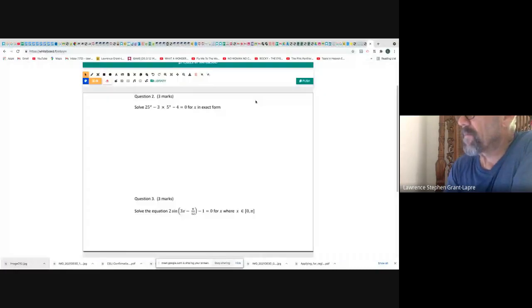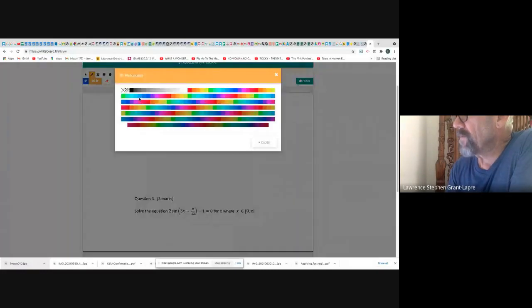Right, let's have a look at a few questions to do with exponents and trigonometry. Solve 25 to the power of x minus 3 times 5 to the power of x minus 4.